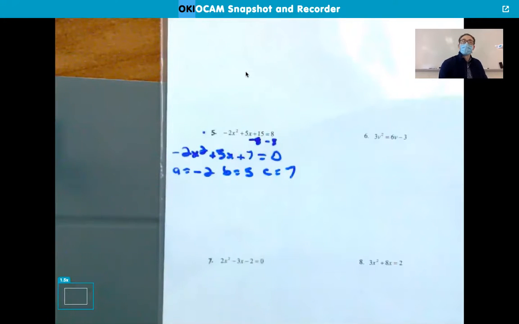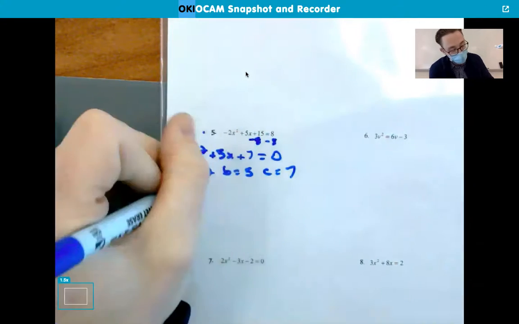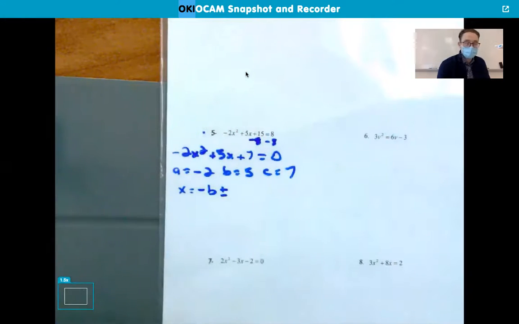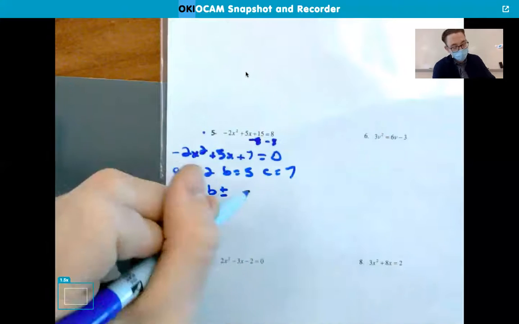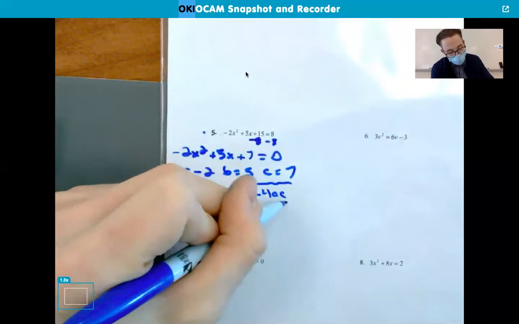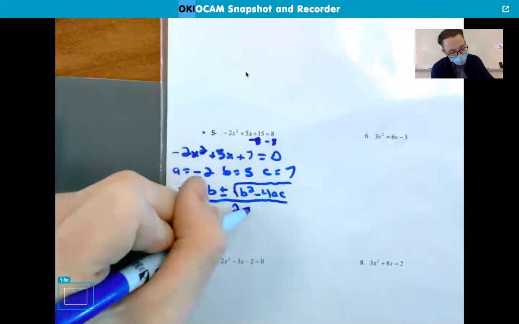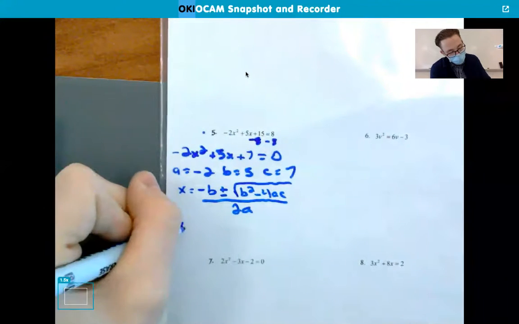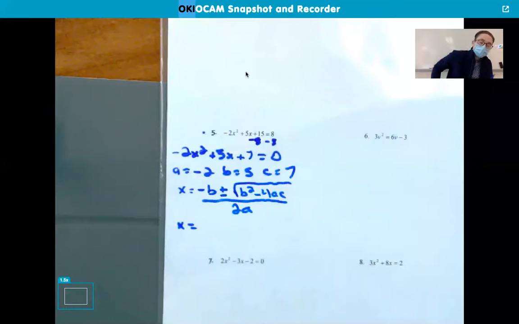What's the next thing I would want to do? Write out the equation. Right. So x equals negative b plus or minus. What's the rest of the equation? The square root of b squared minus 4ac divided by 2a. Divided by 2a. Good. Now I want to plug my values in.